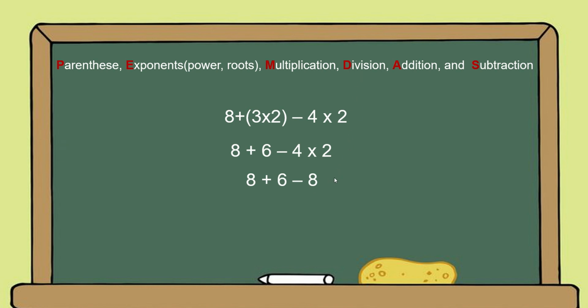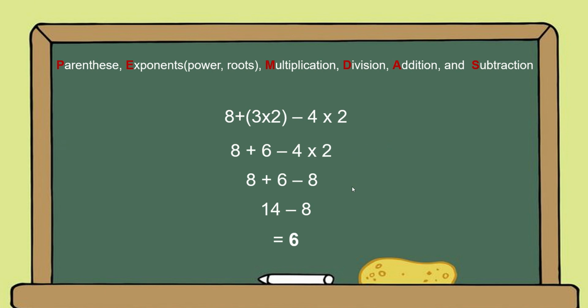So we go to the next, which is addition: 8 plus 6 equals 14. And lastly, subtraction: 14 minus 8 equals 6. So that is how we can find the answer. So next time you encounter problems like this, you won't be confused. You'll know exactly how to solve them using PEMDAS.